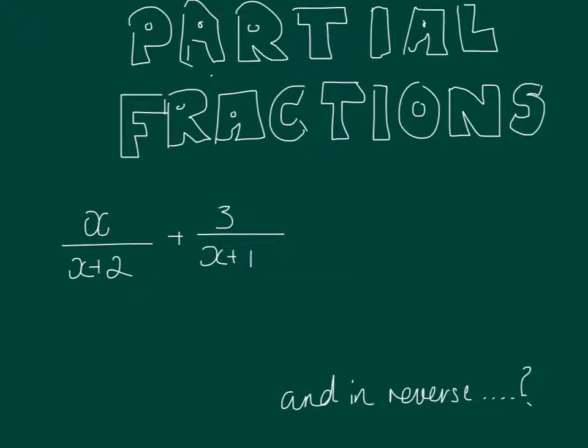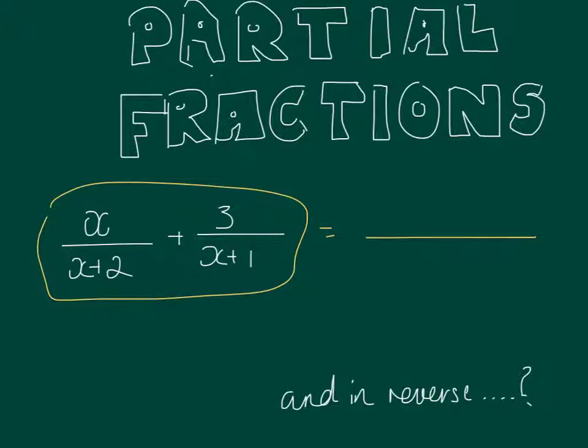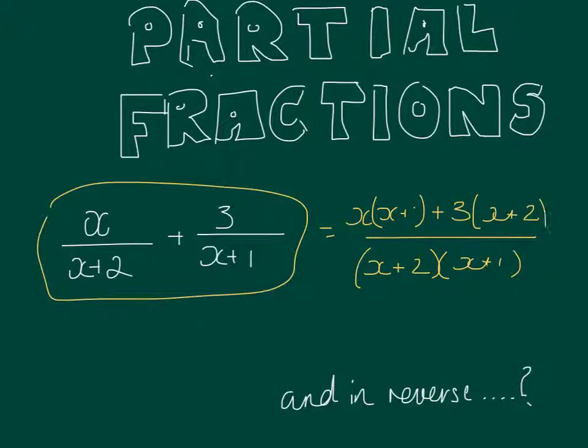Well, we know how to manipulate expressions like the one I've just drawn a yellow bubble around, put them into a single fraction form. So what we would do is we give ourselves a common denominator of x plus 2, x plus 1. And then the top fraction would get multiplied by x plus 1, and the second fraction would get multiplied by x plus 2 to accommodate for the fact that you're creating a common denominator. And then we'd simplify that out.